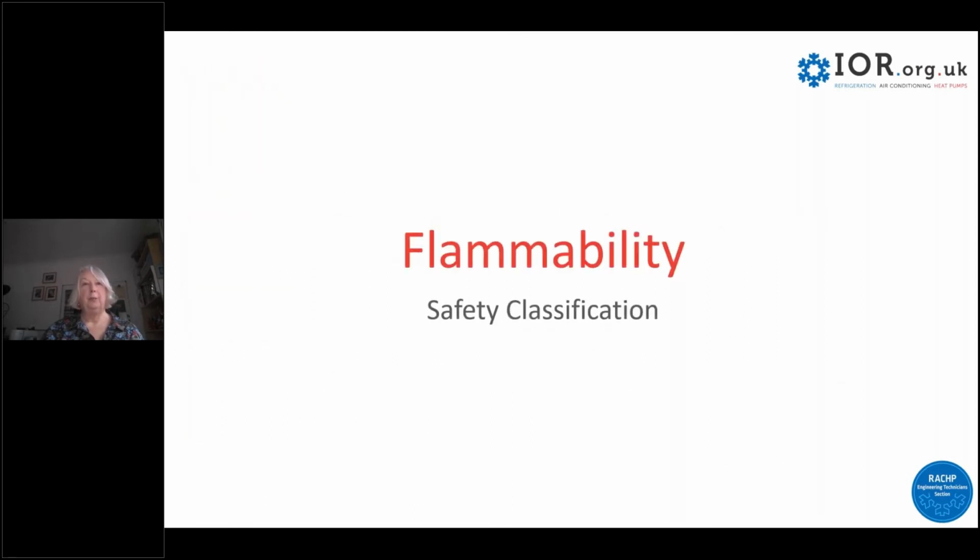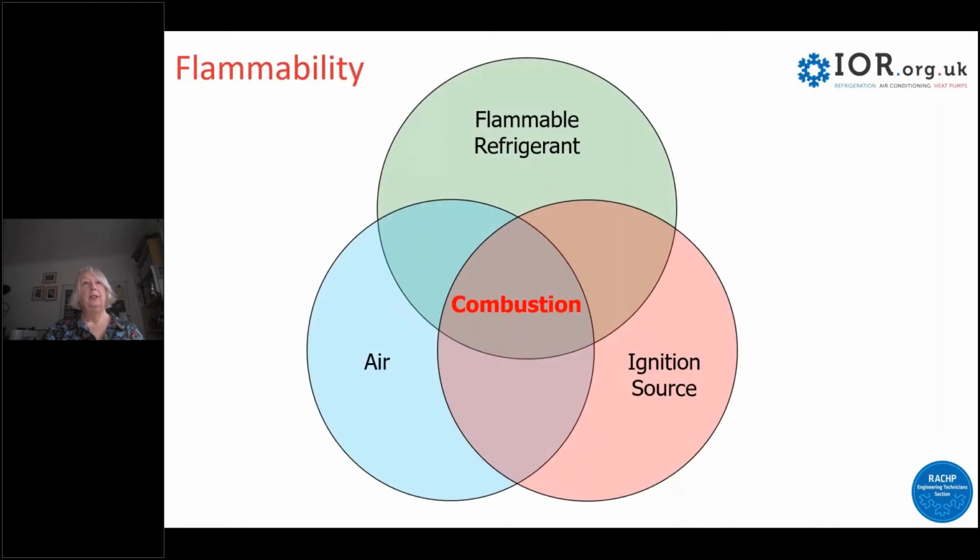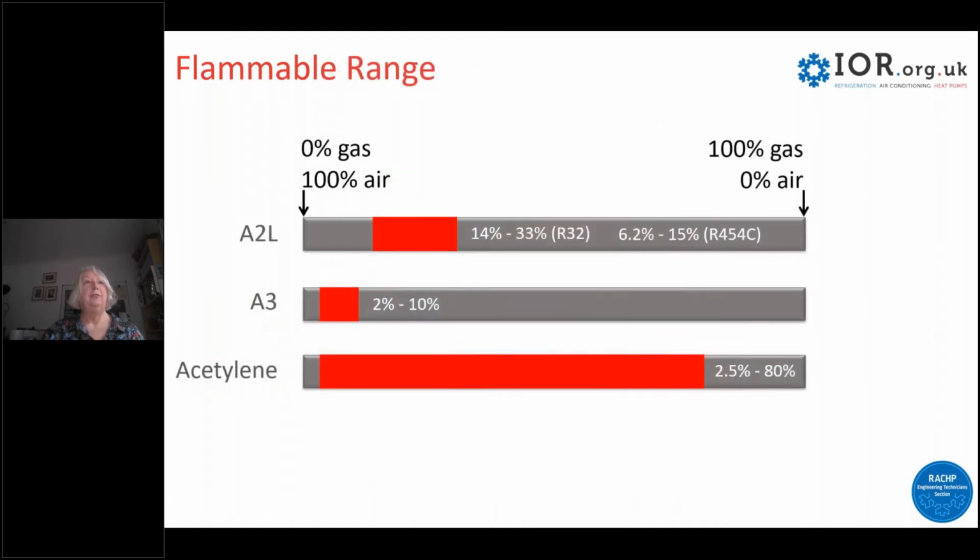So I'm going to start by looking at flammability, and that leads on to safety classification to explain the difference between A3s and A2Ls. So in order to get combustion, you need three things shown by the fire triangle. So you need something flammable, like the flammable refrigerant. That has to be mixed with oxygen, which is obviously in the air. And if you get the right mix of air and refrigerant, then you need a source of ignition to actually get combustion. That mixture of air and refrigerant is different for the A3s, like the hydrocarbons, and the A2Ls.